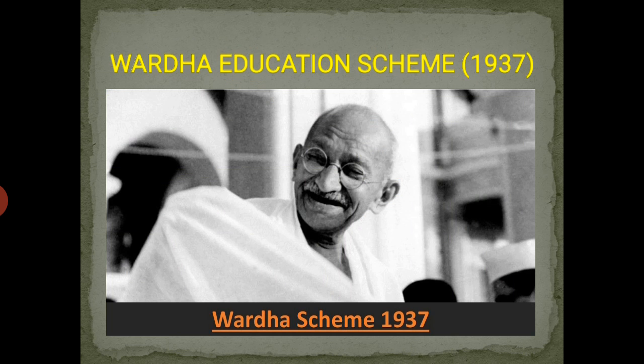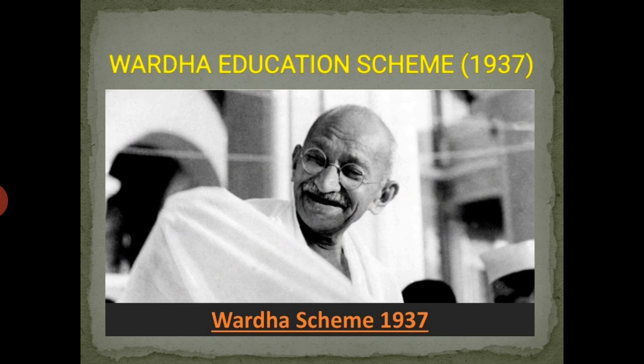Students, in 1943, a national system of education was started. It proposed universal, compulsory, and free education for children between 6 to 14 years of age for the all-round development of the students. Most of the recommendations of this plan were implemented by the government of India after independence.